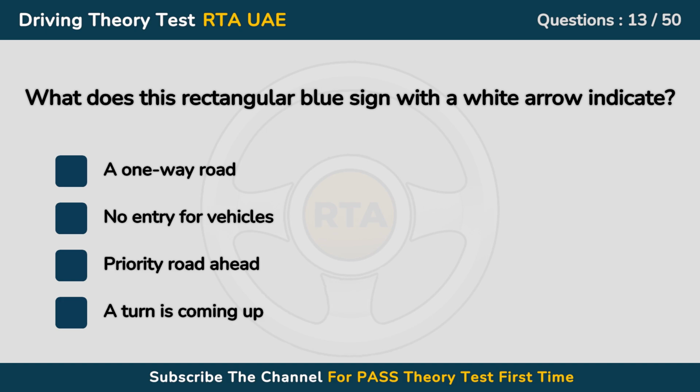A. A one-way road. B. No entry for vehicles. C. Priority road ahead. D. A turn is coming up.